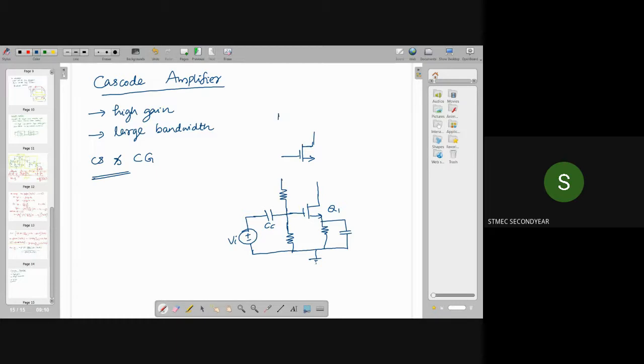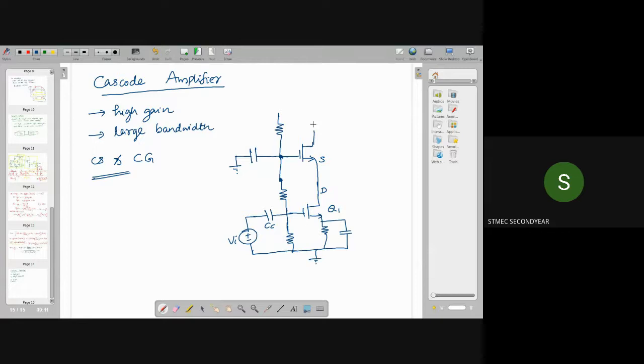So this common gate configuration is also applied with voltage divider biasing. And this source is connected to the drain of our common source configuration. Since it is common gate configuration, common gate means we are connecting this gate terminal to ground. In common source configuration, we are connecting source to ground, right? In common gate configuration, we are connecting gate to ground.